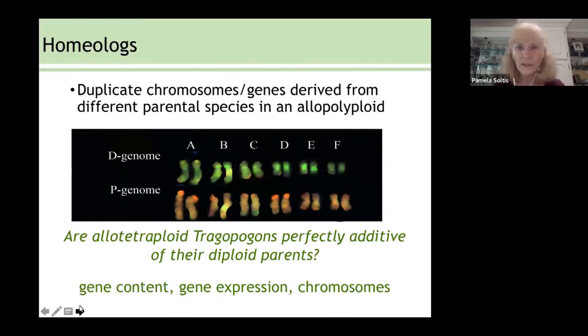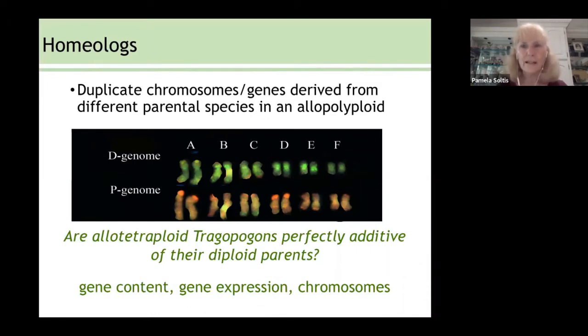And here's what this would look like when we actually look at the chromosomes of one of the Tragopogon tetraploids. Again, the duplicate chromosomes derived from the different parental species in an allopolyploid. And we have the component of the one parent here on the top in green and the other parent on the bottom in red. And so we've been asking this question of the Tragopogon allotetraploids. Are the allotetraploid Tragopogons perfectly additive of their diploid parents? And we've been investigating this question from the gene content, gene expression, and chromosome perspective.